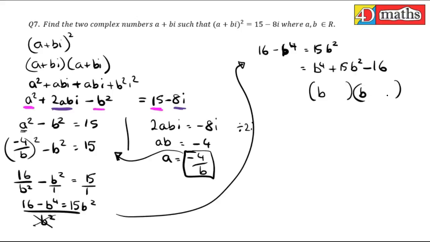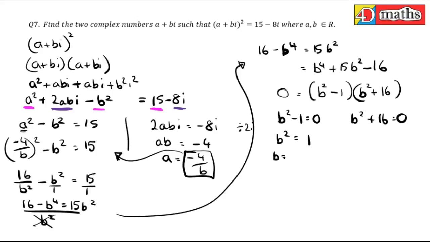And if you solve the quadratic, factors of b to the power of 4 are b squared and b squared. Factors of 16 are 16 and 1 to make 15, so plus 16 and minus 1. So it's b squared minus 1 is equal to 0, and b squared plus 16 is equal to 0. So solving this side, b squared is equal to 1, so b must be equal to plus or minus 1. Now b squared is equal to minus 16.